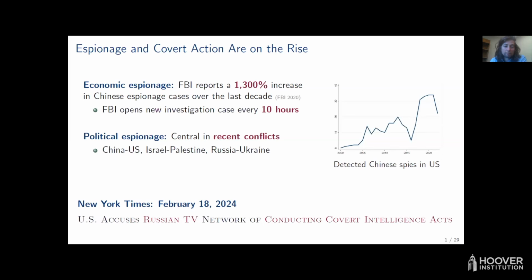But it's not only China. So there's also this one. US accuses Russian TV network of conducting covert intelligence acts. Or from the other side, the spy war, how the CIA secretly helps Ukraine fight Putin. And finally, from the Israel-Palestine conflict, how Israel built a modern-day Trojan horse, exploding pagers, the conflict in which spies have also been very important.